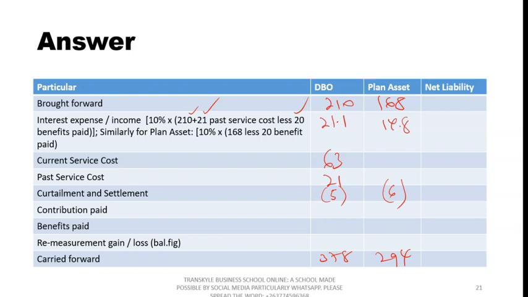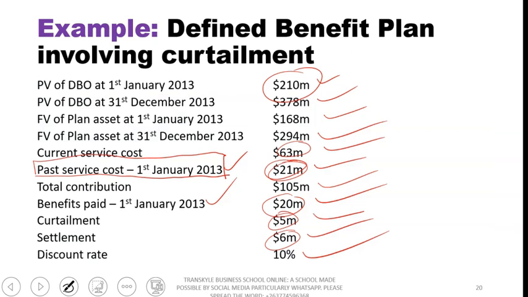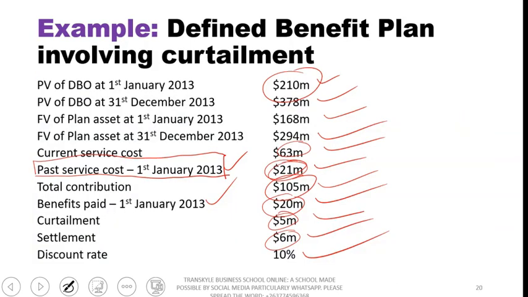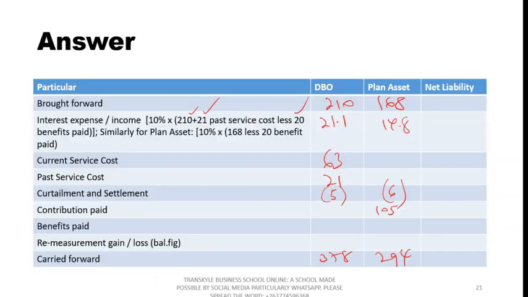Then the contribution paid, this is 105. Contribution paid increases our plan, so it is going to be positive. Then the benefit paid, this one reduces both the plan and the DBO. How much was paid? 20 million.